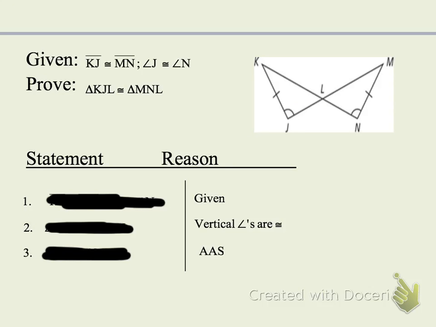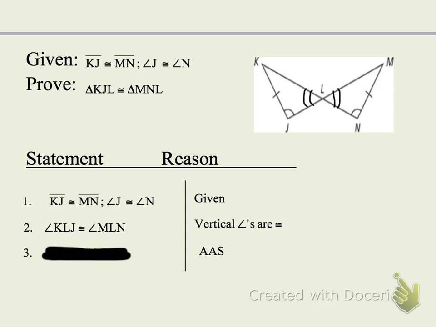Okay, so we always start with our given statement. So KJ is congruent to MN, angle J is congruent to angle N. Okay, so my next reasoning, it says vertical angles are congruent. So I'm going to be looking for the vertical angles. So my vertical angle, KLJ, is congruent to angle MLN. Okay, so because they're vertical angles, they should be congruent.